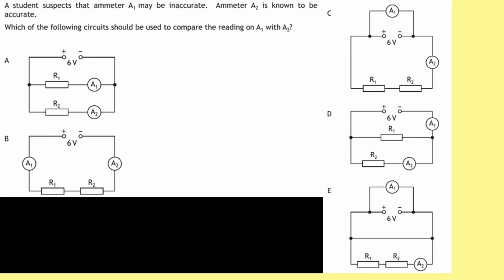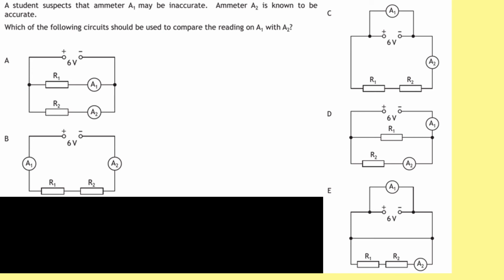Here's another circuit which is similar. It was looking at the current rules as well. A student suspects that ammeters may be inaccurate. Ammeter 2, A2, is shown to be accurate. Which of the following circuits could be used to compare the reading of A1 and A2? So if we want to look at the values as a comparison, then we must be looking at a circuit where they're equal to each other.